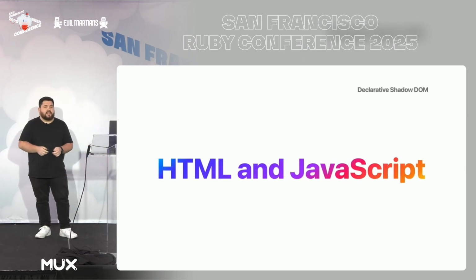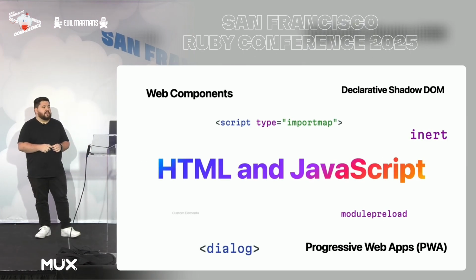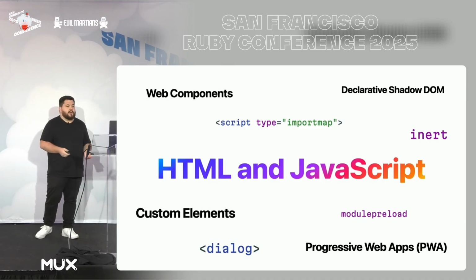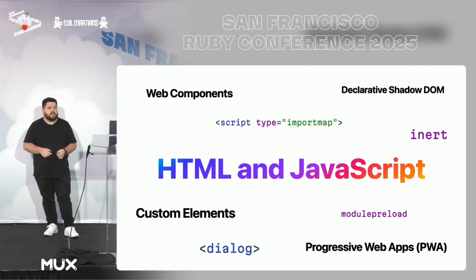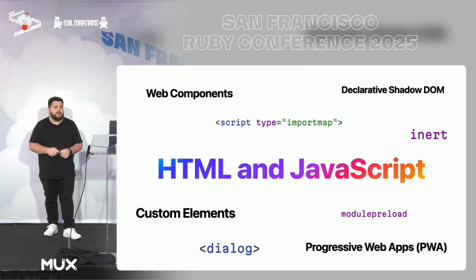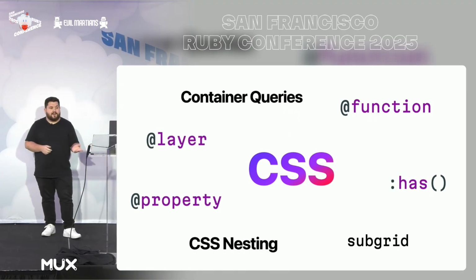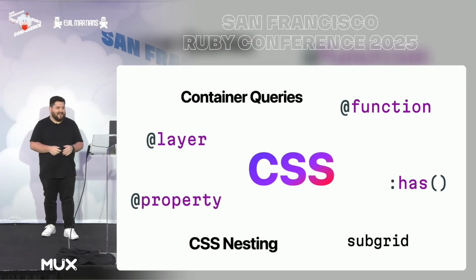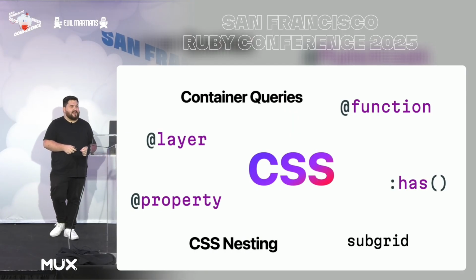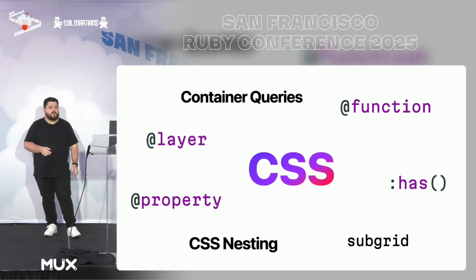Just if you look at HTML and JavaScript, we got so many new features and so many new things that the browser can do now, including import maps, custom components, web components, PWAs, and so much more. The same is true for CSS. There are custom functions now in CSS. There are properties, there's nesting, the hash selector, which is super powerful to avoid JavaScript sometimes.